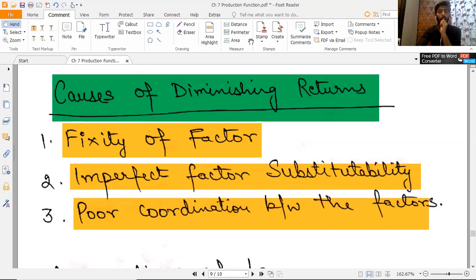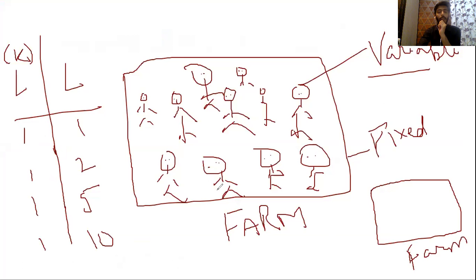And the last point is poor coordination between the factors. Right? So what happens is, when you keep on increasing the variable factors with the fixed factors, the coordination between the fixed factor and the variable factor keeps on going down, right? So your limit was still here, your limit was still here.